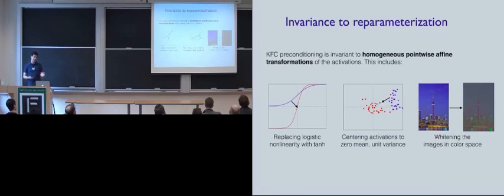So that's a fairly abstract description, but this includes a number of reparameterizations that we often apply in practice. And so if you have a network with logistic units, you can often do better by replacing them with tanh units. And that turns out to be expressible in this class of transformations. You often want to center your activations to be zero mean and unit variance in each layer, like the commonly used batch norm trick. And sometimes we whiten the images in color space so that they're equal variance in all directions. And so because our training procedure is invariant to all these transformations, that suggests that it ought to achieve the optimization benefits automatically.